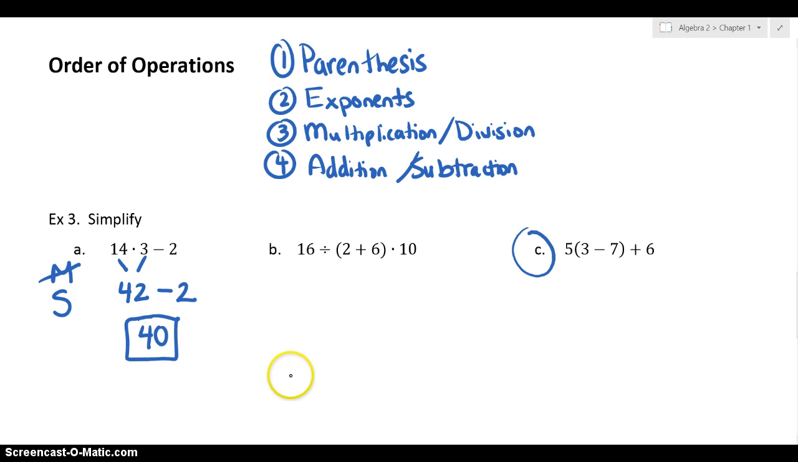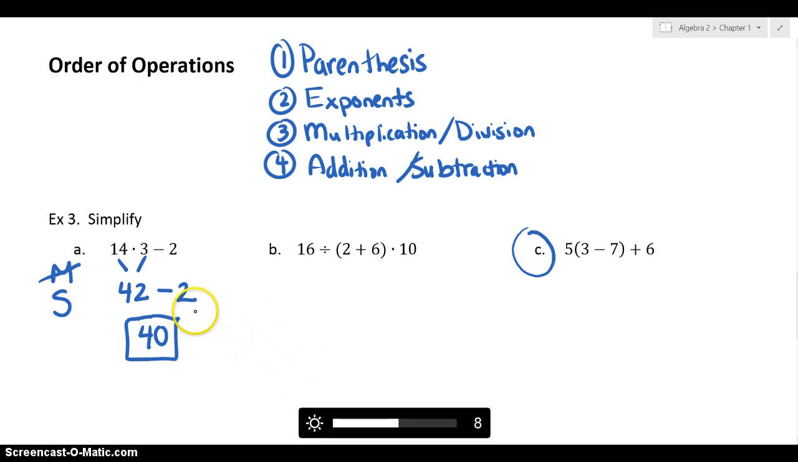Now, the order of operations is important because anyone that solves this problem should get the same answer, whether you're here or in China or in Honduras or in Turkey. You need to make sure you follow the same rules so that we arrive at the same solutions.